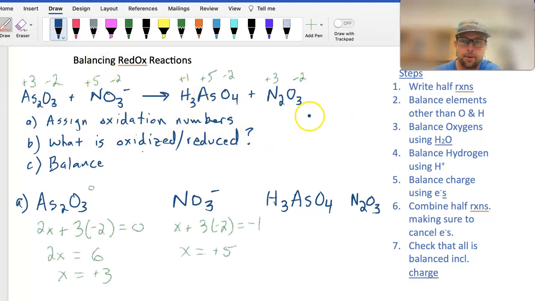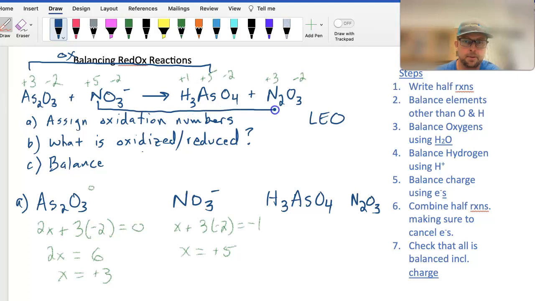Now, you might remember that Leo the lion says GER, so loss of electrons is oxidation, and gain of electrons is reduction. It looks like the nitrogen is going from a +5 to a +3. It's going down in charge, so it's actually gaining electrons. If I look at arsenic over here, from a +3 to a +5, going up in charge means that arsenic has lost electrons. So arsenic is oxidized. And nitrogen is going from a +5 to a +3, so nitrogen is reduced. So I will erase this and we'll start our balancing reaction.